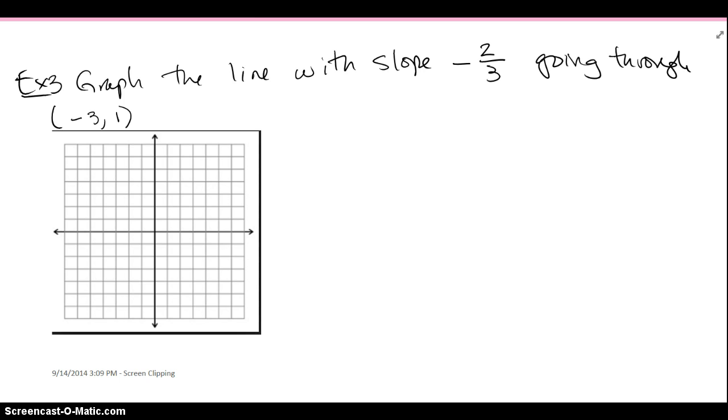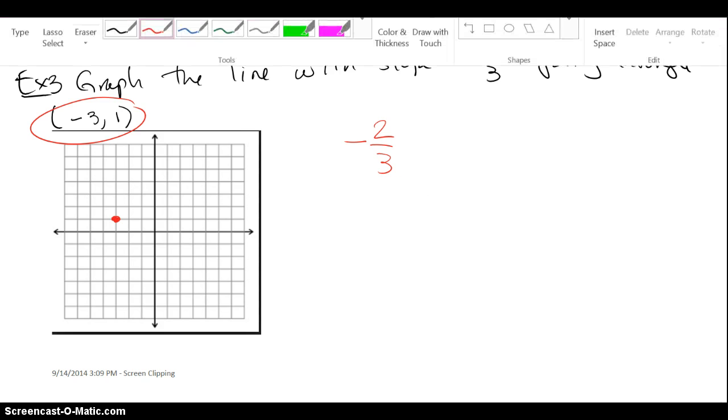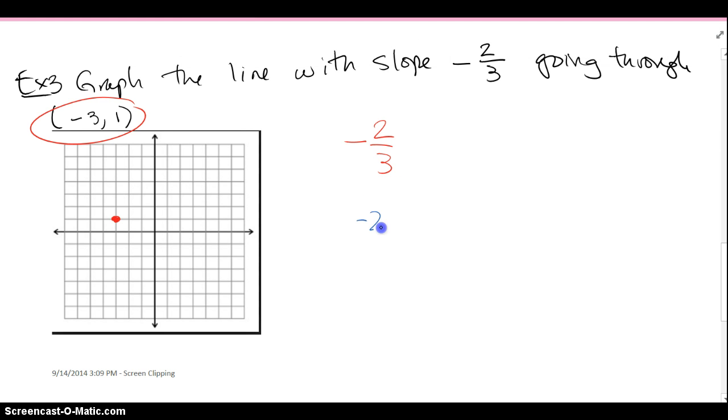Graph the line with the slope negative 2/3 going through the ordered pair negative 3, 1. So I'm going to start with this guy, negative 3, 1. 1, 2, 3 to the left and up 1. That's my starting point. And then the slope of negative 2/3, I'm going to look at it two different ways. Let's do negative on top. So from that location, I'm going to go down 2 steps, 1, 2, and 3 to the right, 1, 2, 3. So what I did was I went down and right.